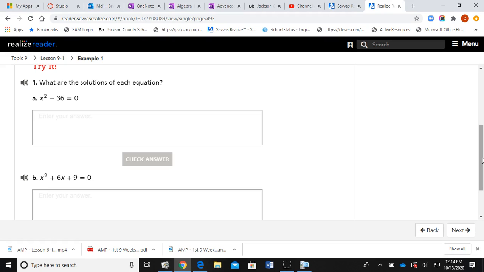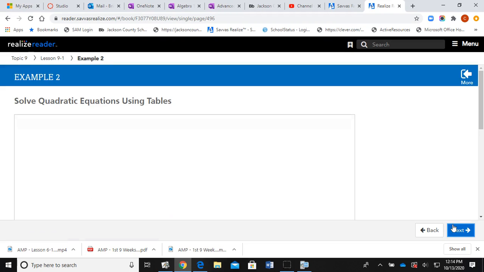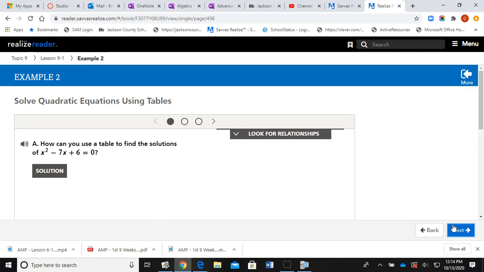Graphing sometimes works. Doing square roots sometimes works. Factoring sometimes works. Quadratic formula and completing the square always work, but the other 3 work sometimes. We are going to learn all the ways. This time we're using tables. I'm not a big fan of using tables because I can just use my graph, but this is how you would use the tables.